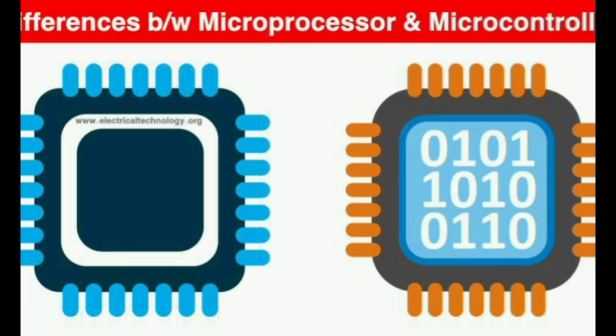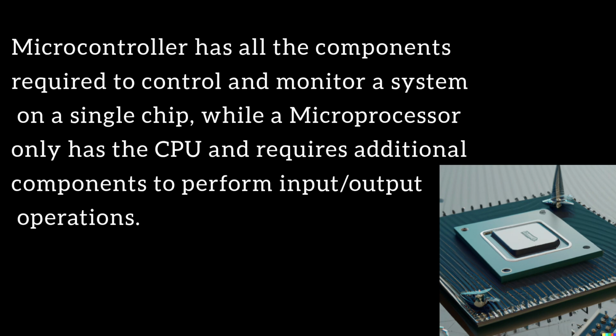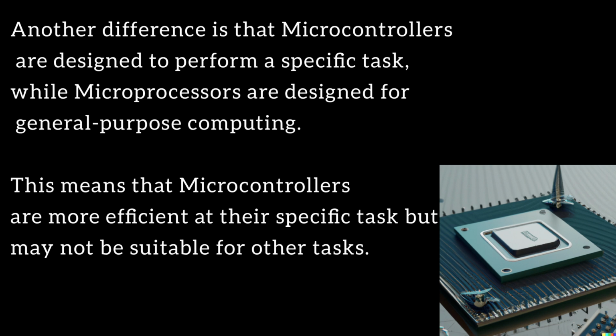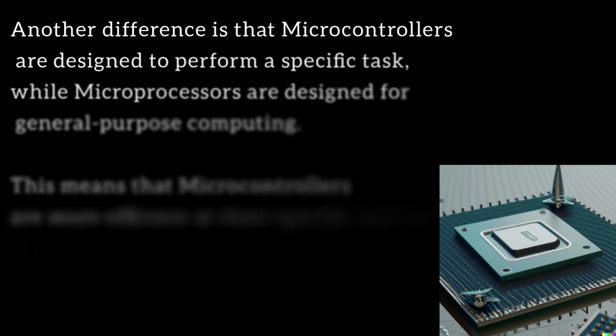Now the main difference between a microcontroller and a microprocessor is that a microcontroller has all the components required to control and monitor a system on a single chip, while a microprocessor only has the CPU and requires additional components to perform input output operations. Another difference is that microcontrollers are designed to perform a specific task only, while microprocessors are designed for general purpose computing. So, friends, this means that microcontrollers are more efficient at their specific task but may not be suitable for other tasks.